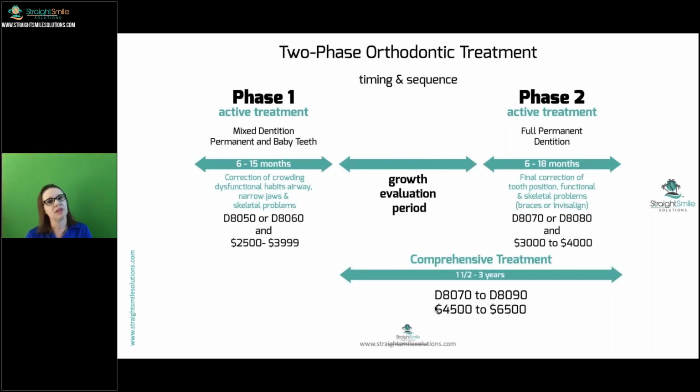And then in between phase 1 and phase 2, you're going to have a latency period, might be a few months, might be a few years, where you're just going to keep an eye on them every 6 months until they're ready for phase 2. The great news is if you do phase 1, you can tell the parents that the likelihood of needing really complex and invasive stuff in phase 2 goes down significantly. So it decreases the likelihood of needing jaw surgery, having impacted teeth, needing 4-bicuspid extractions or anything like that. And we really harness the growth of the patient in order to get a better outcome.